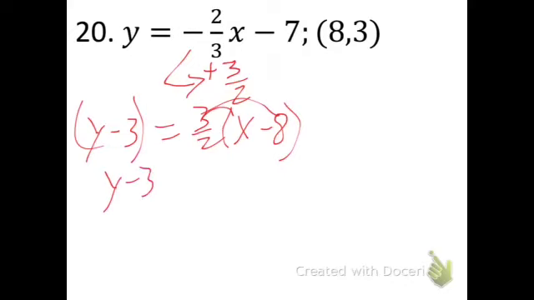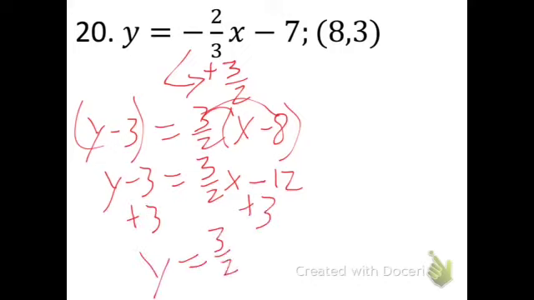Left side I got y minus 3. Right side I got 3/2 x minus 12. And then I'm going to add 3 to both sides. We got y equals 3/2 x minus 9 for our equation. And that's the whole assignment.